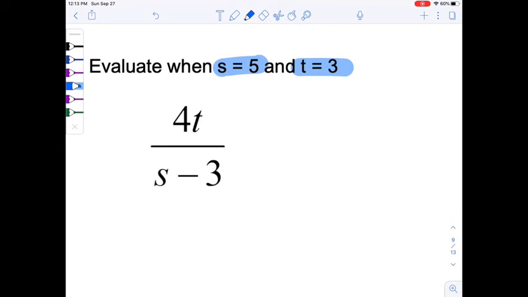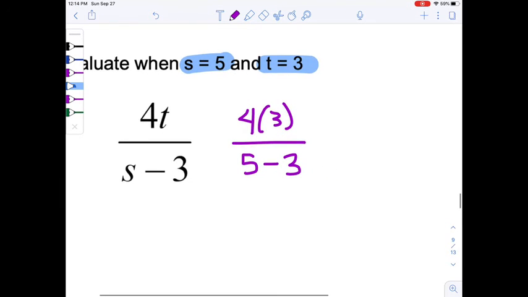Evaluate when s is 5 and t is 3. So I'm going to rewrite this with plugging in the variables for their numbers. So 4 times t, which is 3, over s, which is 5 minus 3. It doesn't matter if we do the top or bottom first, but we have to do them separately.